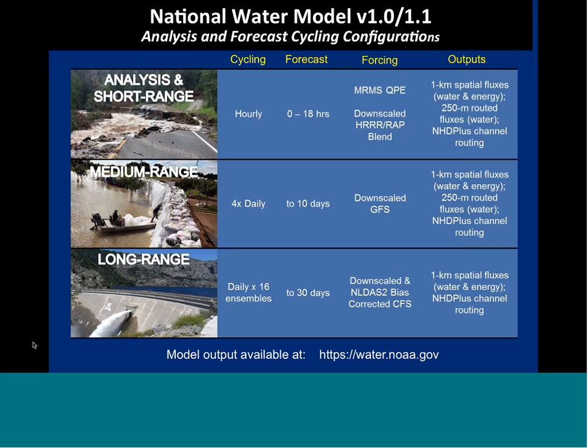predictions and services that leverages the CFSv2, downscaled, 16 members of the CFSv2 run out to 30 days. The difference here is that this does not add the 250 meter routing. It simply takes the runoff from the 1 kilometer land surface model, pushing to the channel, and pushes that channel downstream to downstream.